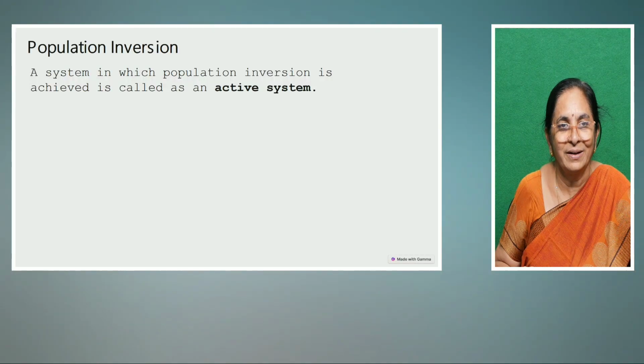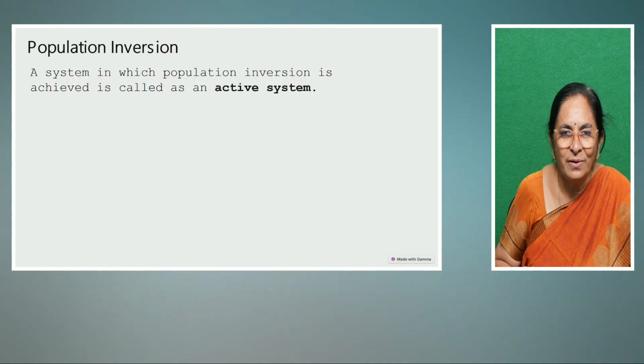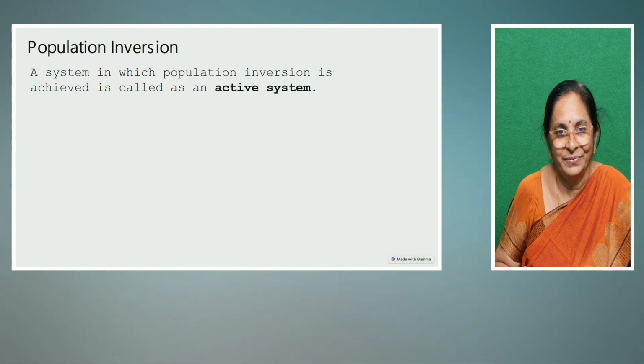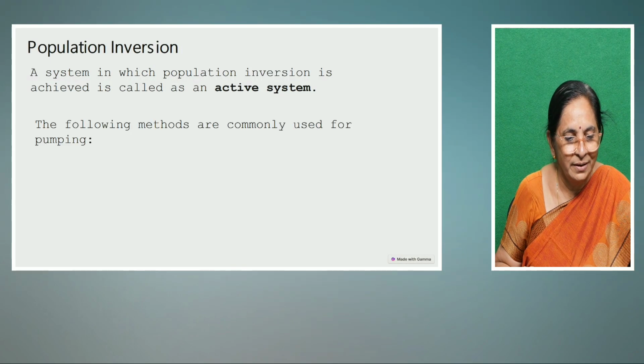Now slowly we are coming to the working of a laser. First of all, for lasing to take place, we need to have an active system. What is called an active system? A system in which the atoms are transferred to the excited states, not in the ground state. So this is called an active system.